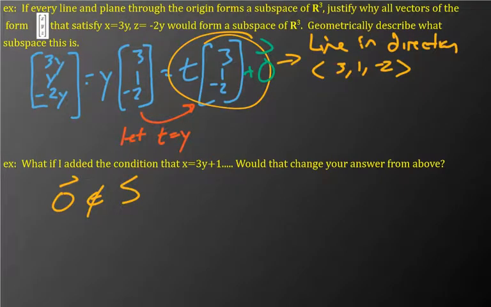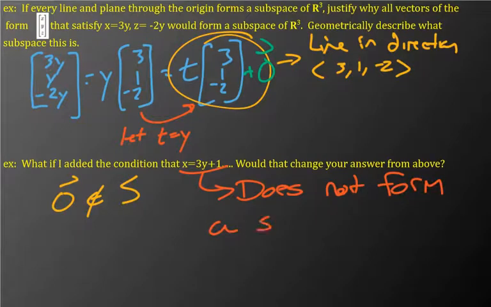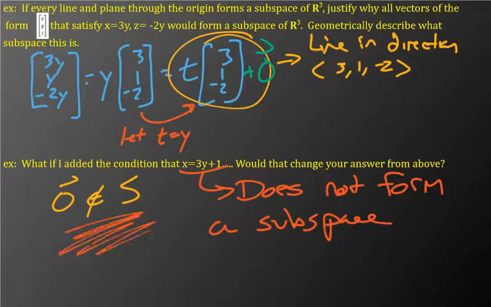So if this was how x was defined, then you would have to say this basically does not form a subspace, all right? And it's purely just this issue. 0 would not be in the set because of the 1. This is the bad thing right there. That 1 is the issue.